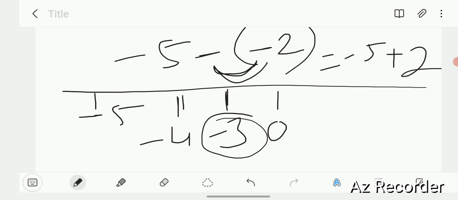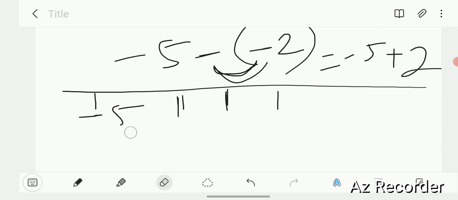When minus 5 minus of minus 2, then the answer is minus 3. When the minus 2 is subtracted from the minus 5, then the answer is minus 3.